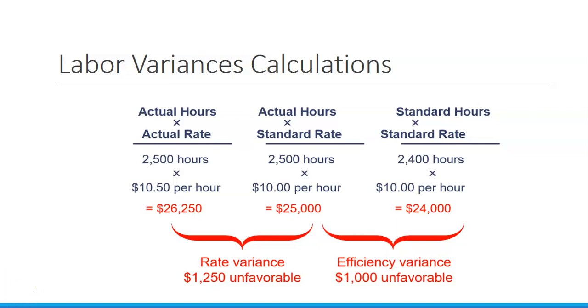So our actual hours and our actual rate gives us $26,250. We should have used 2,400 hours given our standard number of hours per parka and the number of parkas we made. Our actual usage was 2,500 hours. So we have an unfavorable efficiency variance and an unfavorable rate variance.